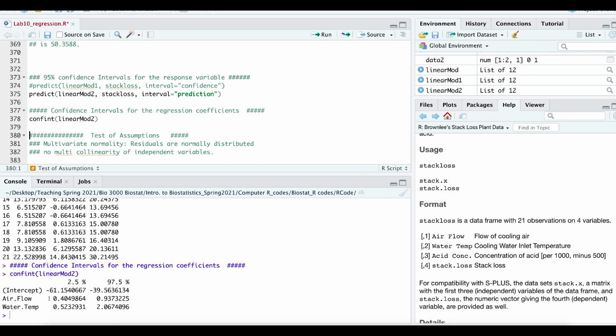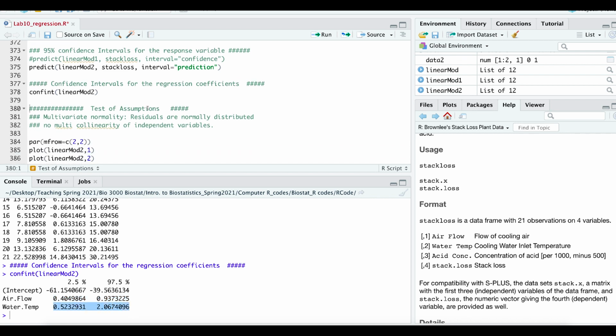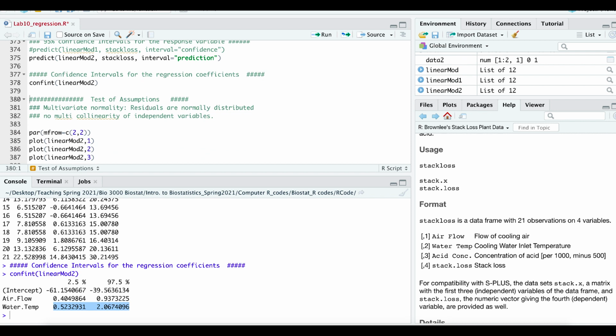So for airflow and for water temperature, these are the 95% confidence intervals. These confidence intervals do not contain 0. That means they don't contain the null hypothesis, right? That means it is statistically significant. Okay, guys, that's what we got. Now we want to do the test of assumptions.